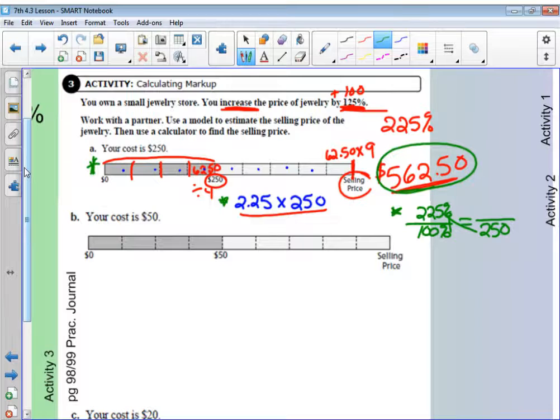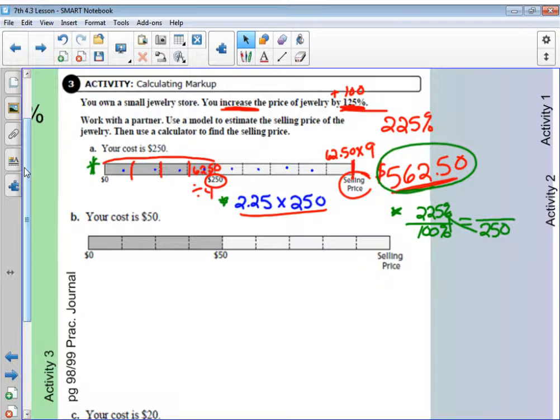So what I want you to do is go ahead and finish out the last two on page 99, and that it's, once again, your cost. So that's how much it's going to cost the jewelry store, and they want you to find that end price. And you can use any of those three methods, whatever method you're comfortable with, okay? And then I want you to go ahead and answer number 4 on page 99. So that's it for the activity.